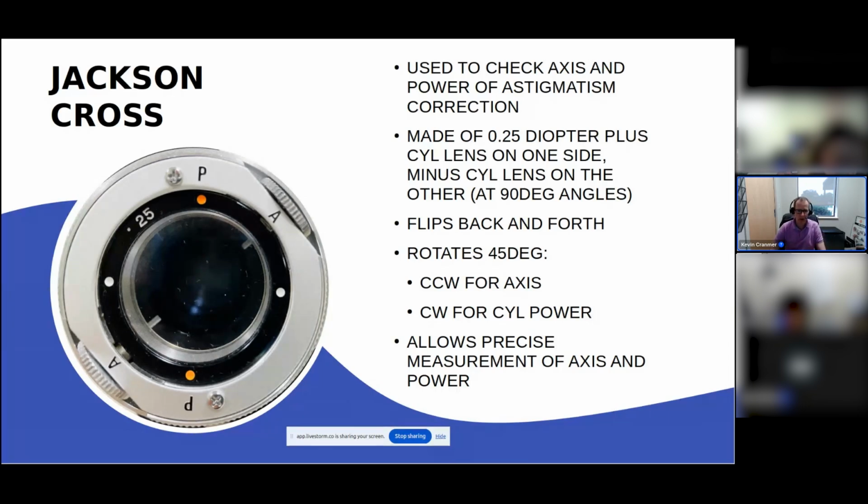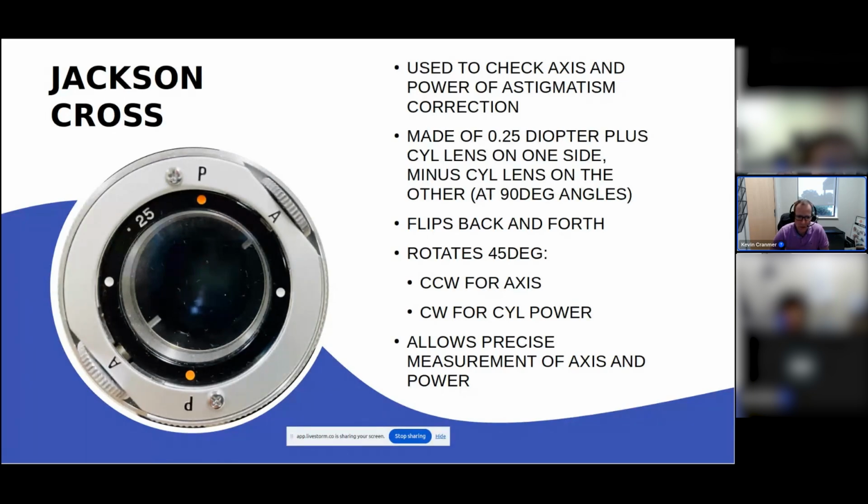There are different powers of Jackson Cross cylinder lenses. Pretty much all the phoropters that I know have a 1/4 diopter Jackson Cross. But there are handheld ones you can get that are half diopter and even 1 diopter Jackson Crosses that you can use for low vision patients. The benefit of a higher diopter Jackson Cross is that the difference in the image the patient sees will be greater, and for a patient with low vision, it's harder to see fine detail. But for the most part, you're going to be using this quarter diopter Jackson Cross.